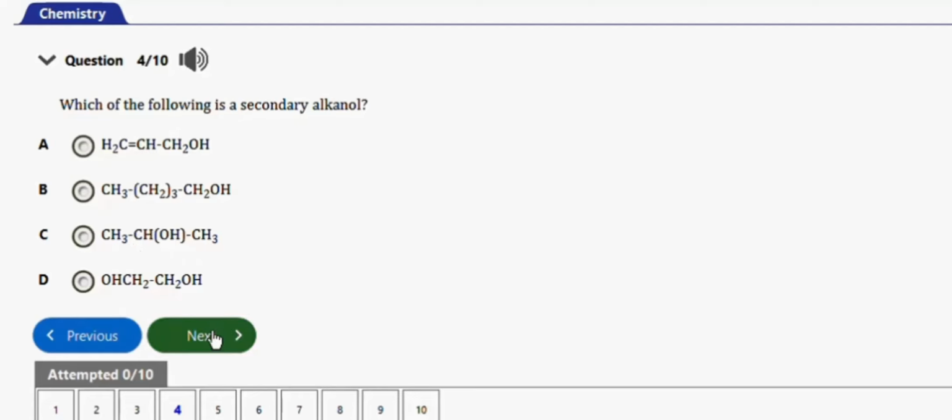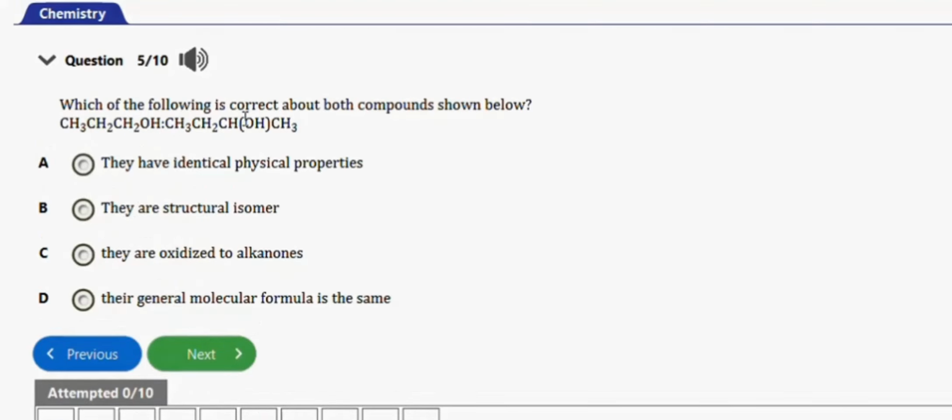The next question says which of the following is correct about both compounds shown below? So this shows that they have identical physical properties. No, they are structural isomers. No, they are oxidized to alkanols. No, their general molecular formula is the same. Yeah, option D is the right answer.